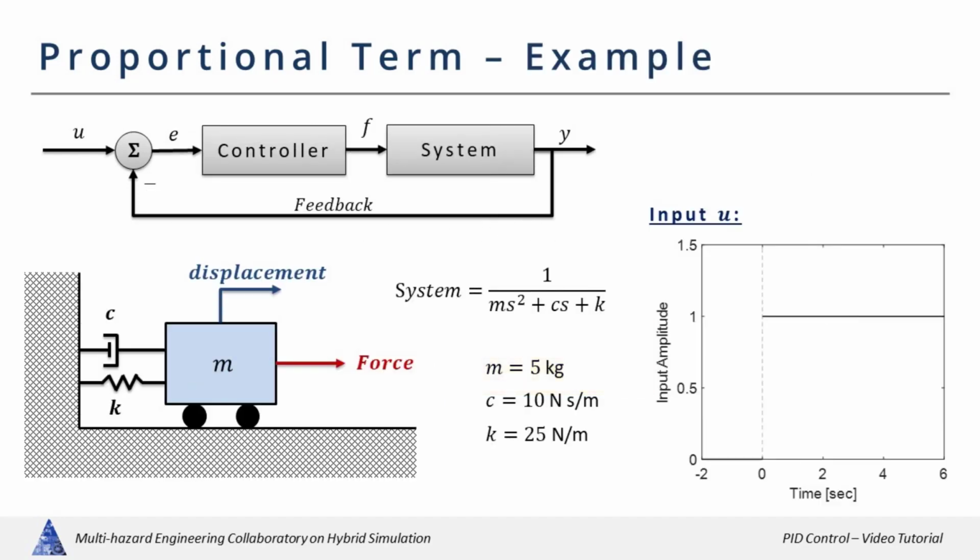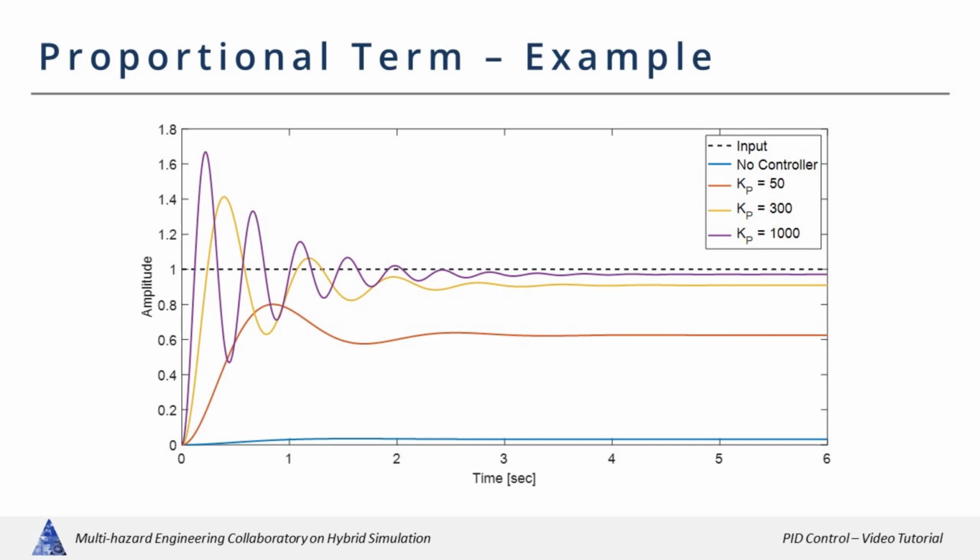Let's look at an example where we have a simple mass spring damper system with the following characteristics and the governing transfer function. We set our input to be a unit step function, and for simplicity, we have taken the actuator out of the system. Compared to the system with no controller, the proportional gain helps the system reach an amplitude that is close to what the input is, decreasing the steady-state error. At the same time, the proportional gains decrease the rise time of the system, providing a quicker response.